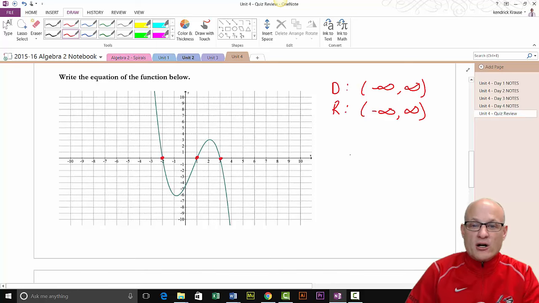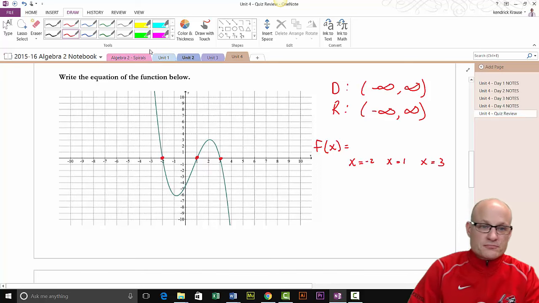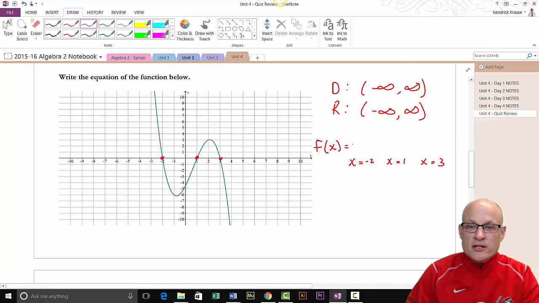So my 3 roots are, now remember, we're going to write it like this. f of x is equal to, now my 3 roots are x equals negative 2, x equals 1, and x equals 3. So if you remember correctly, these came from parentheses. This came from x plus 2 times x minus 1 times x minus 3.